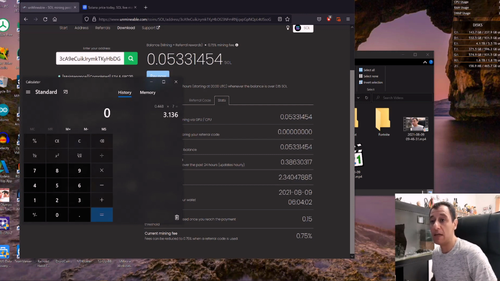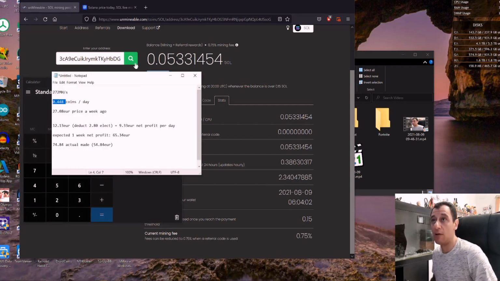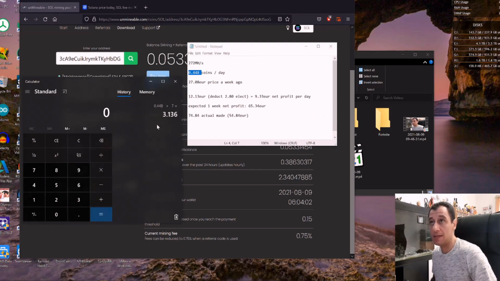That would bring me closer to the figure I was expecting, because if we do 0.448 coins per day times 7, that would be 3.13. So here it would be 2.84. So it's getting closer to what the unMineable calculator did say. Obviously, I wouldn't get my hopes high with the unMineable calculator. It's a good guide. It's not going to be 100% accurate, and that's due to the difficulty levels changing throughout the week and the amount of miners that are mining the coin as well.